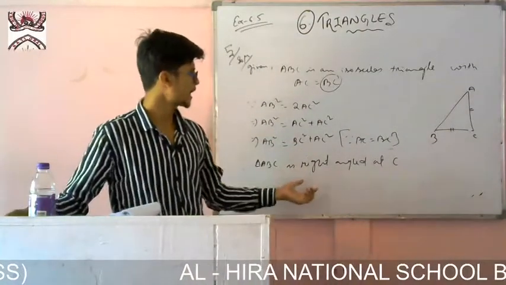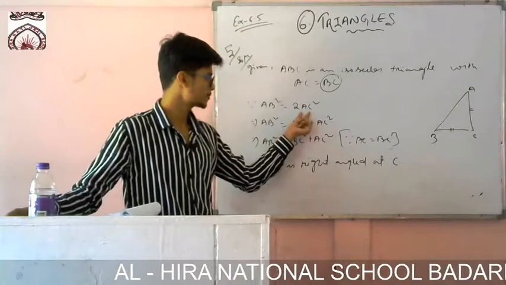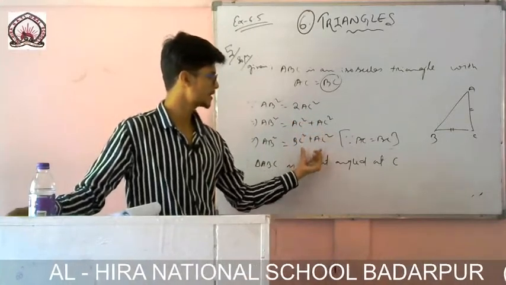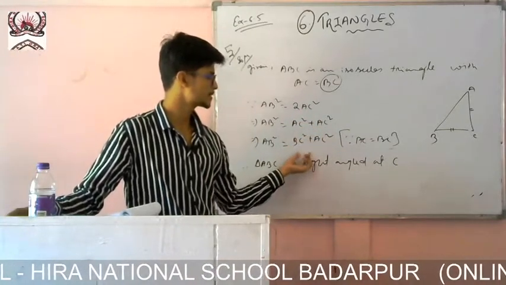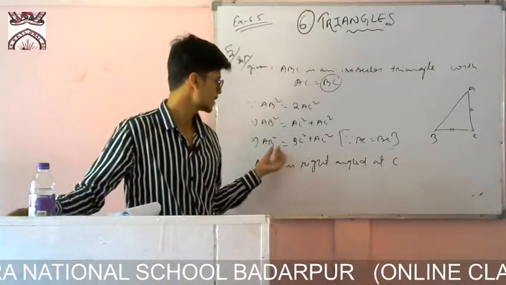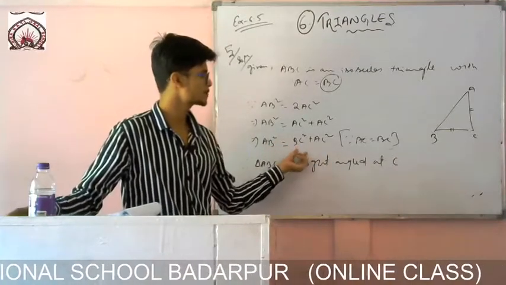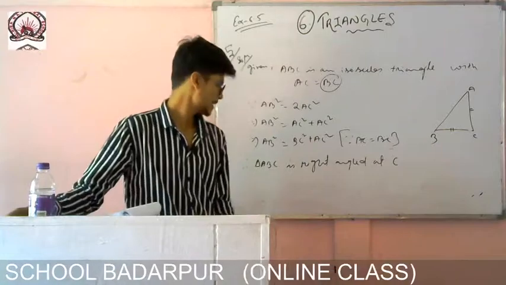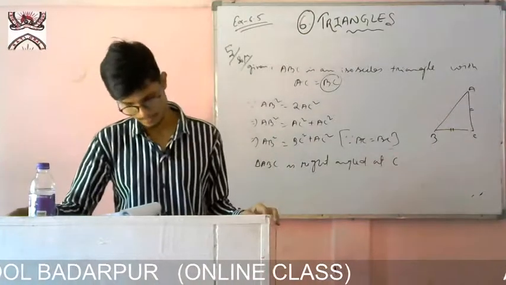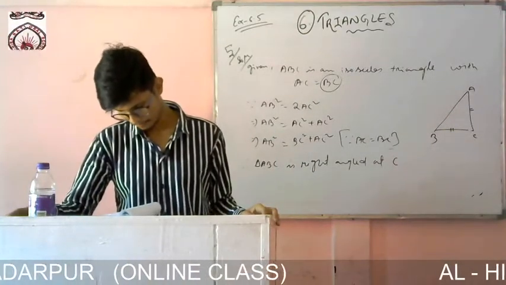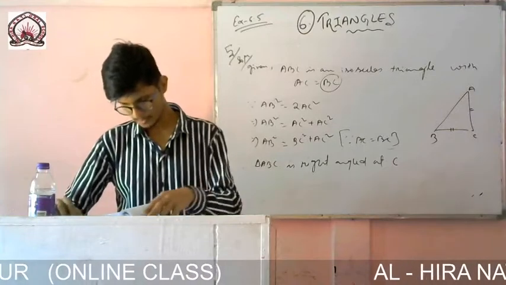That's the reverse of the earlier one. From 2 AC square I have written AC square plus AC square, then in place of one AC I can write BC. So it will be BC square plus AC square. So this is the formula, AB square equals BC square plus AC square. That means ABC is right angled at C. So, question number 6.